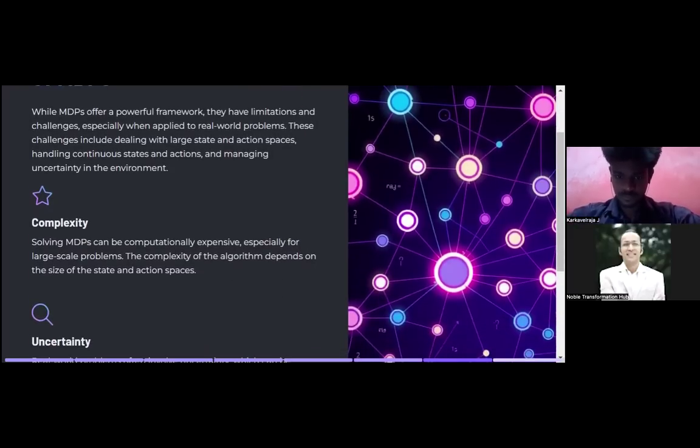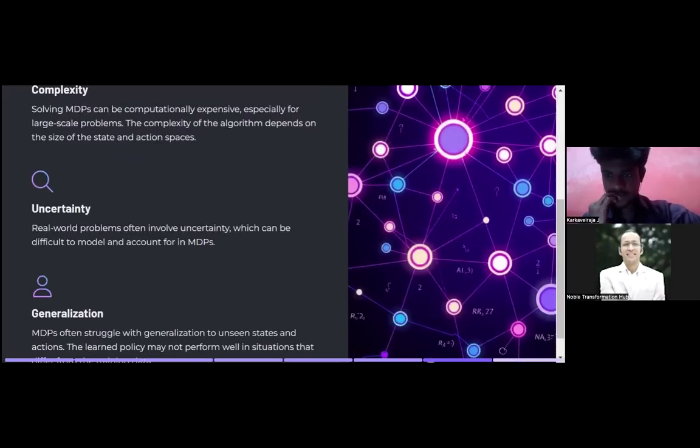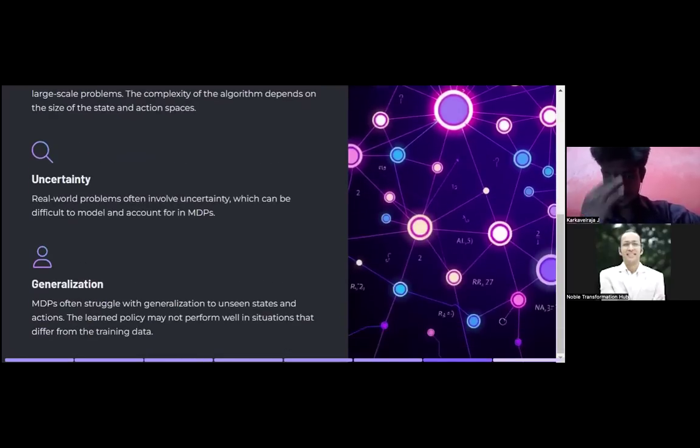It helps in complexity. The MDPs will help, but uncertainty is different. Can we go a little up? And yeah, in uncertainty, real world problems often involve uncertainty, which can be difficult to model accurately because it is a mathematical model, as Raja already mentioned. So that is where reinforcement learning works.